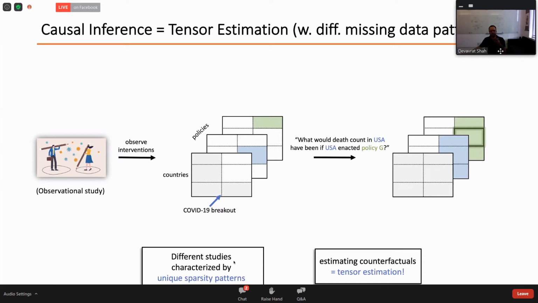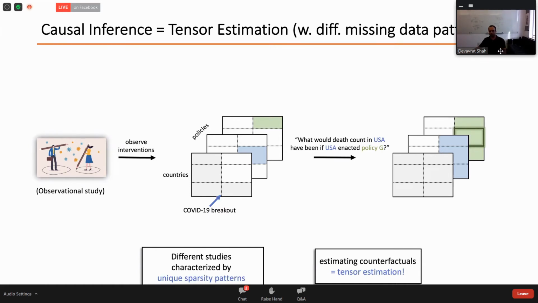Okay, and so in a nutshell, viewed from the lens of tensors, causal inference, whether it's experimental or observational or a mixture thereof, is all about doing tensor estimation. It is estimating all the missing values in the tensor as well as denoising the observed data under different sparsity patterns of observations. So in a sense, this brings us closer to the problem of tensor estimation, which is reasonably well studied in the world of machine learning. And so now I will keep going back and forth between tensor estimation and the method as we go forward.